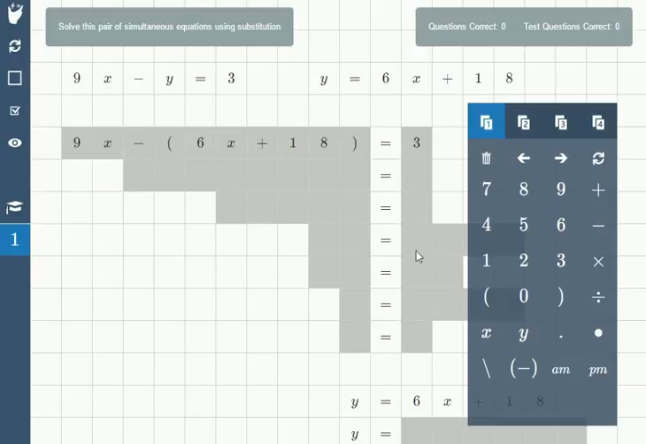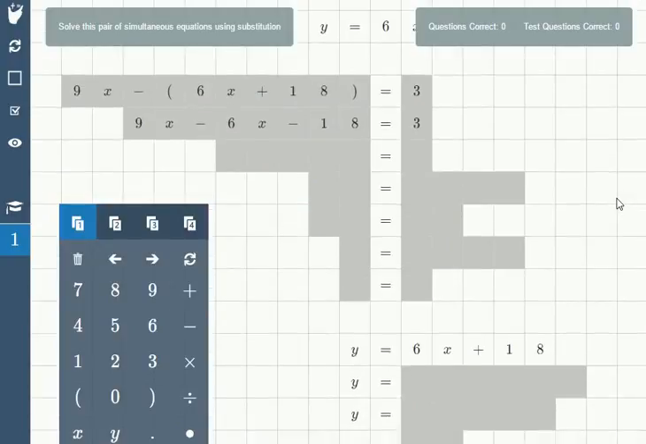So now we can start to evaluate and work downwards until we find our answer, and our first job is to get rid of these brackets. So this minus out the front is the same as multiplying whatever is in the brackets by minus 1, so that means that we can put down 9x on our next line because that's not changing, and then minus 6x because we're multiplying our positive 6x by minus 1, and then minus 18 because once again we're multiplying our positive 18 by minus 1. Then the right hand side hasn't changed, so I'll put a 3 over there.